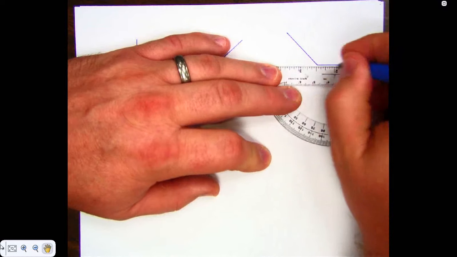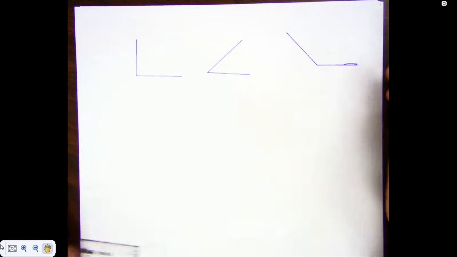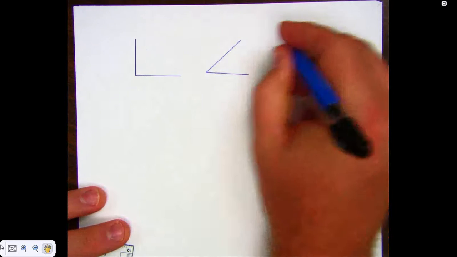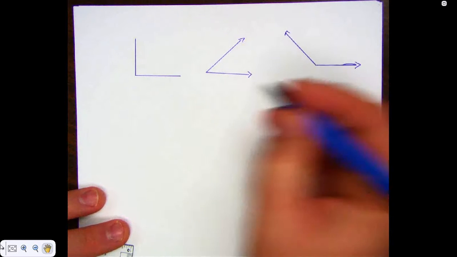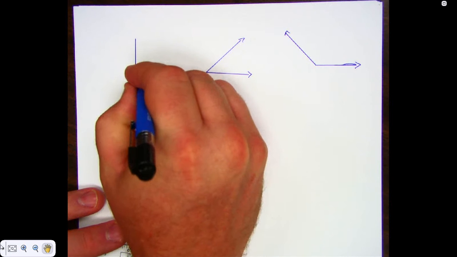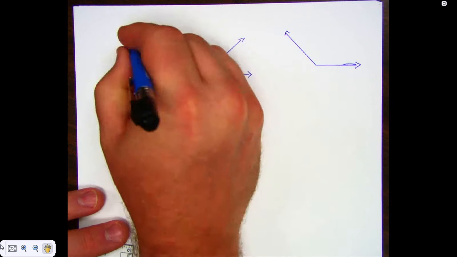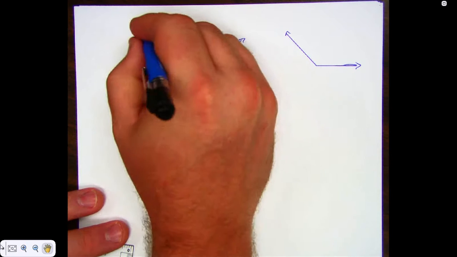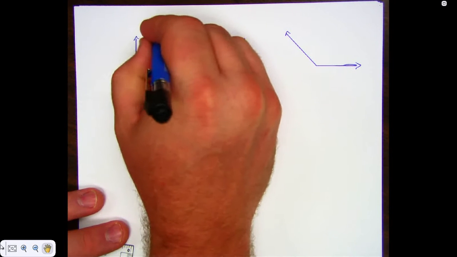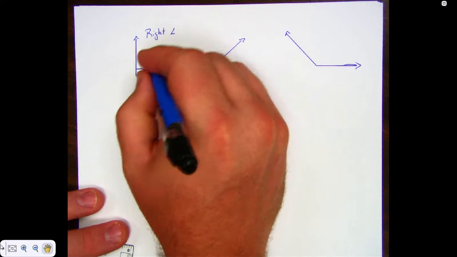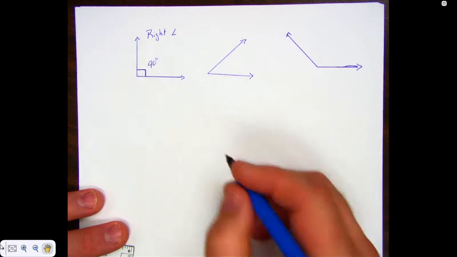Classify angles by their measure. You guys know the three types of angles I just drew? What does this mean when you see that box? It's a 90 degree angle. It means it's a right angle. It means it's 90 degrees.